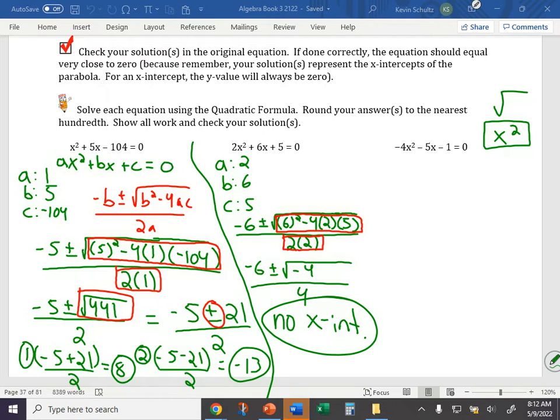So if you are solving the quadratic formula and you get a negative value under that, that's why I do it first, right? Because if that ends up being negative, it means there are no x-intercepts. You don't need to go any further. Because if we're solving for the x-intercepts and there aren't any, then we stop.